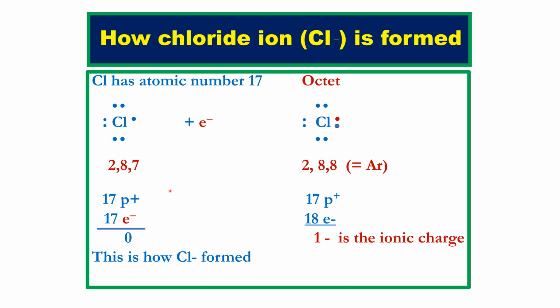So chlorine has 17 protons and 17 electrons. The overall charge here is 0. But chloride ion has 17 protons and 18 electrons. So the overall charge is 1 minus. This is how we arrive at this minus for chloride ion.